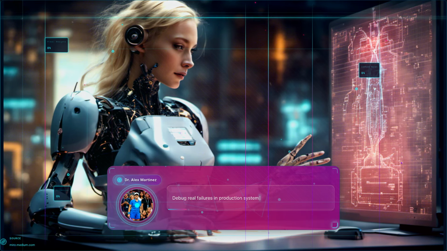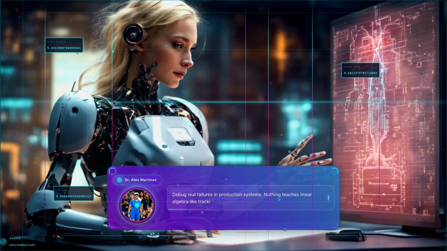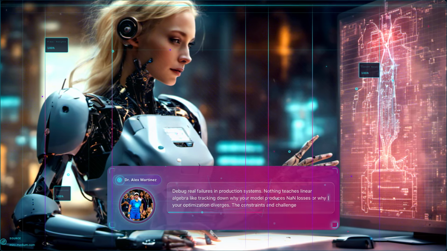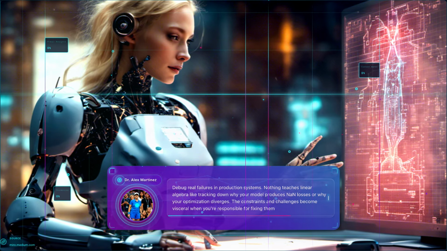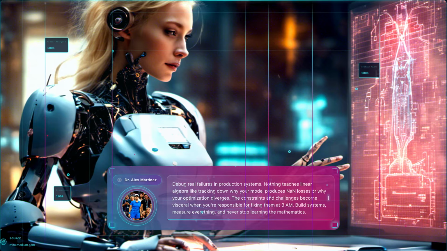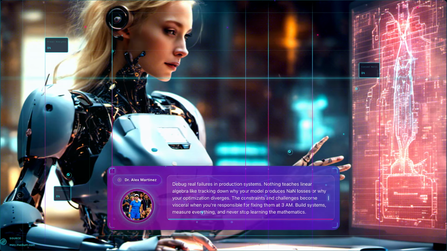Debug real failures in production systems. Nothing teaches linear algebra like tracking down why your model produces NaN losses or why your optimization diverges. The constraints and challenges become visceral when you're responsible for fixing them at 3 a.m. Build systems, measure everything, and never stop learning the mathematics.